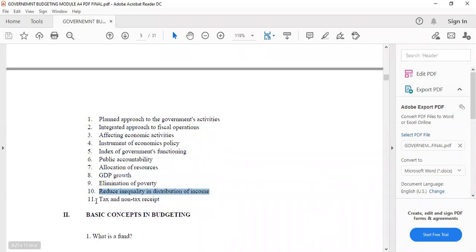Now, tax and non-tax receipt. Government should be looking into the tax and non-tax receipt. This job is the duty of the Bureau of Internal Revenue. There are, of course, good taxpayers, and the tax is collected regularly. Others are not good taxpayers. Sometimes they even evade payment of tax.